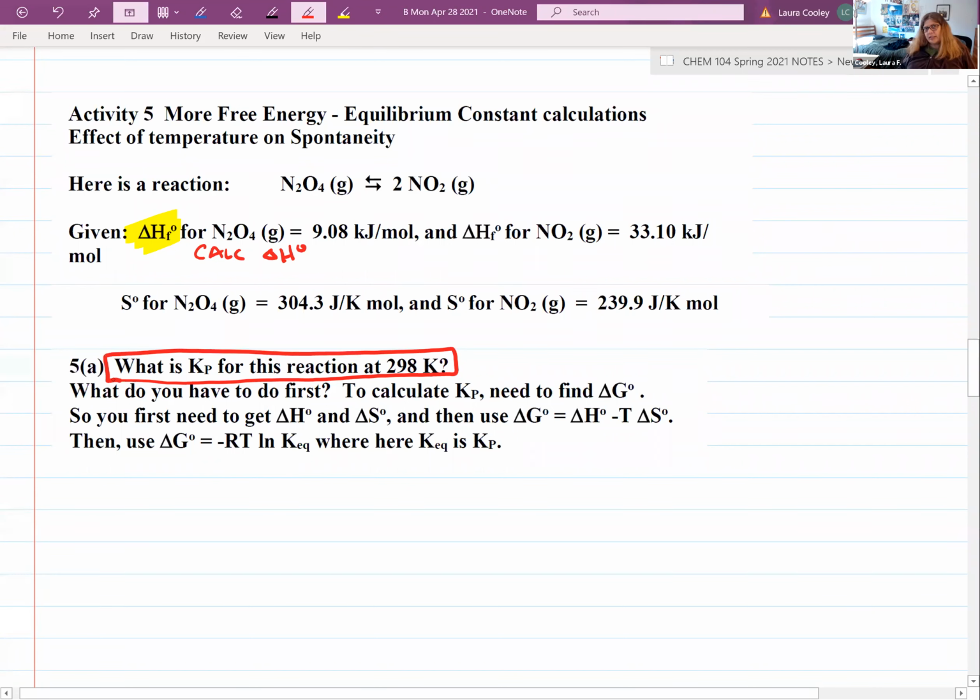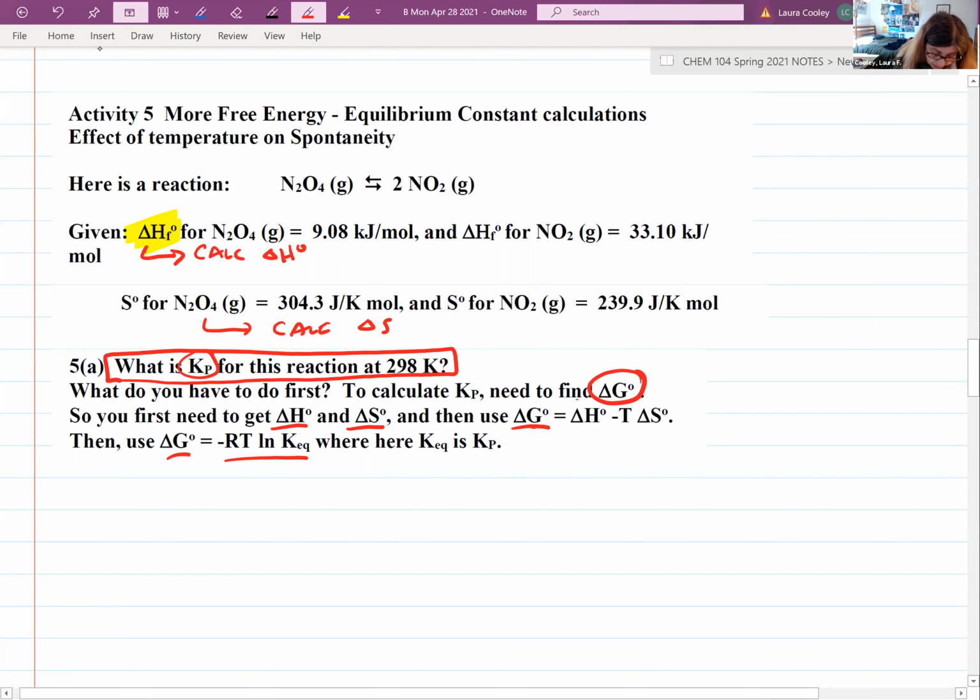But this is not a one-step problem. You're given the delta HF zeros. You can use that to calculate the delta H. You can use this to calculate the delta S, right? But that still isn't going to give you the Kp, the equilibrium constant. What are you going to have to calculate? Well, of course, it says it right here. You need to find the delta G. So the way to handle this is to get your delta H, your delta S, put them together and find delta G. Once you have delta G, you can find the equilibrium constant. And so that's what this example is all about.